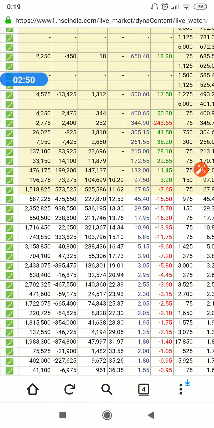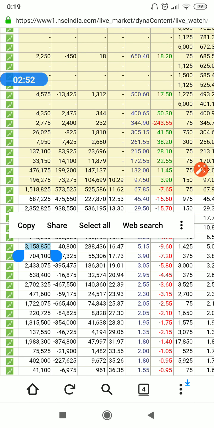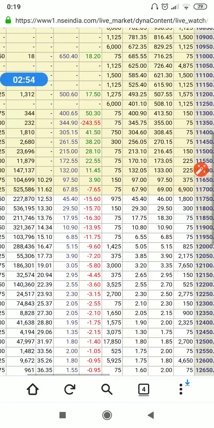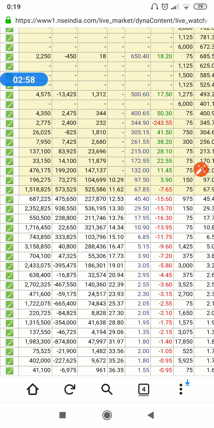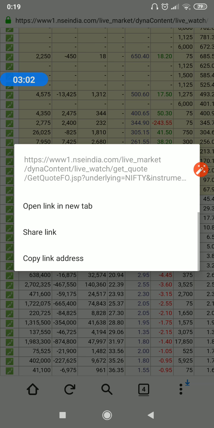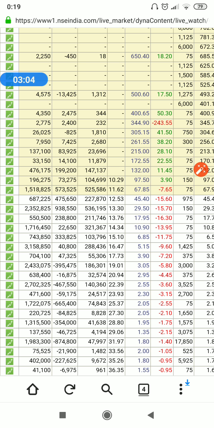So if you see, the highest number here is this one, 31 lakh. Okay, and this is for which level? This is for 12,000. So highest open interest is at 12,000. However, we cannot take that into consideration because the premium is only 5 rupees. Okay, so we cannot take any trading decision based on that.